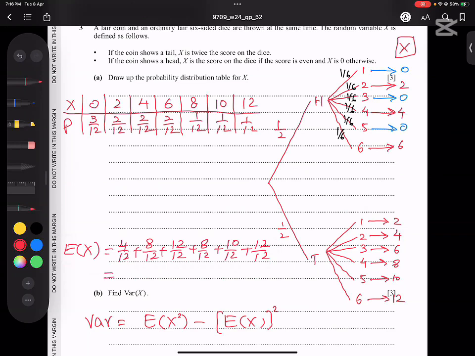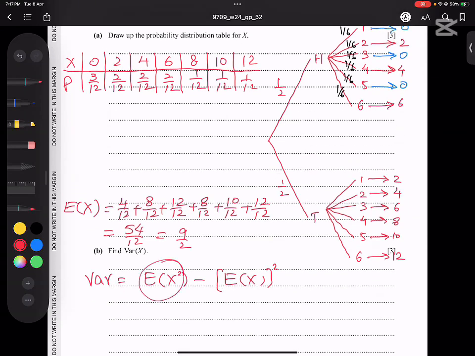Check it again. If I add the upper numbers in the calculator, I got 4 plus 8 plus 12 plus 8 plus 10 plus 12. So 54 by 12. In simplest form, I got 9 over 2. So 9 over 2 or 5.5, same thing.